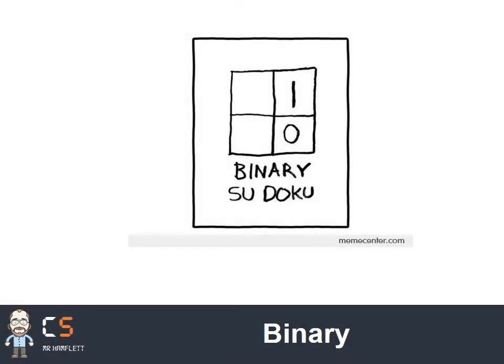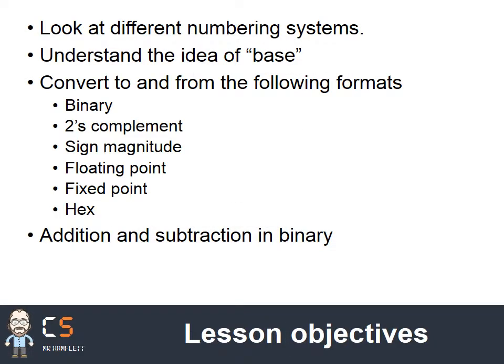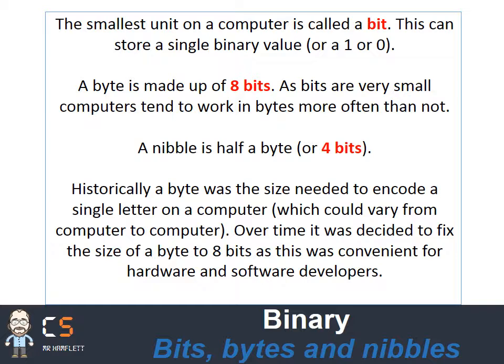This is the start of the binary section. There's a lot of topics in binary. So these are all the things you're going to be looking at over the entirety of the AS binary: what binary is, 2's complement, sign magnitude, so negative numbers, floating point, fixed point, and hexadecimal, and also addition and subtraction in binary.